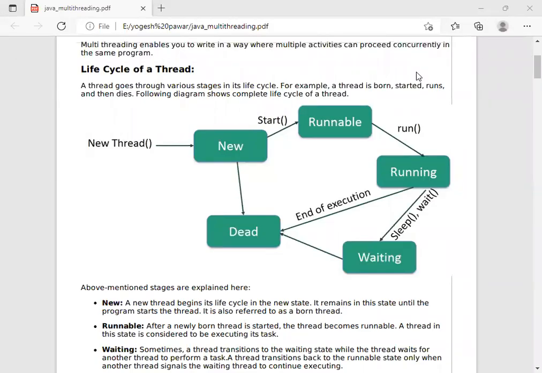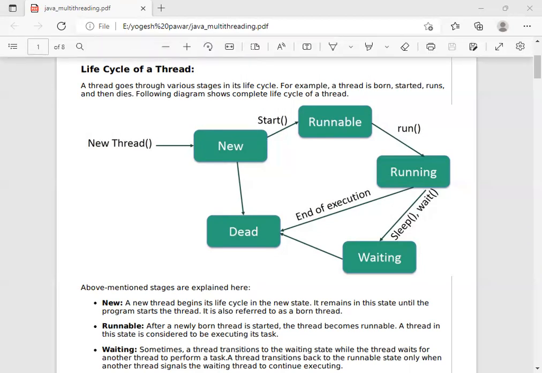Okay. So in the last lecture, we had seen what is the difference between the thread and process. So the thread is nothing but a detachable unit of execution. In today's session, we are going to see the life cycle of a thread: how the thread is getting executed, how the thread is created, how it is running, and how it is getting terminated.